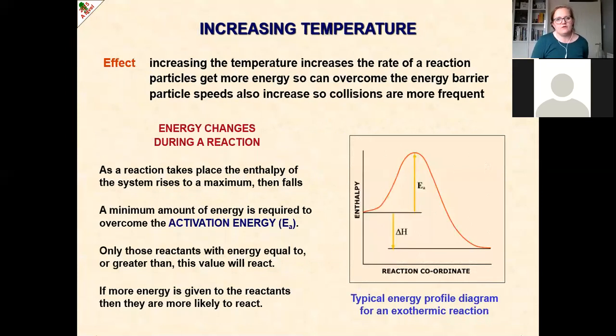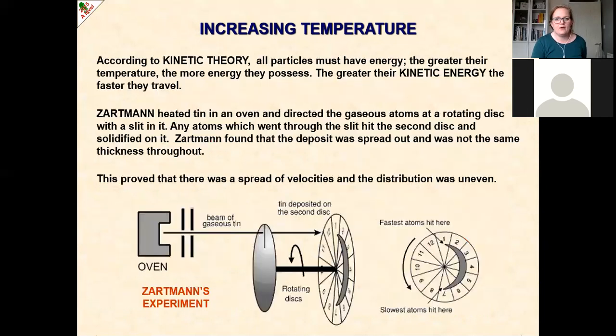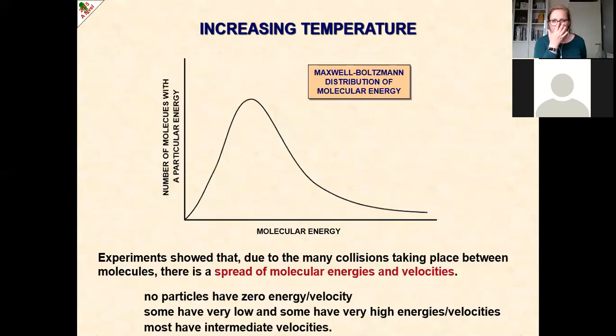The other one that we looked at was increasing temperature, and the idea is if we increase the temperature, it increases the rate of reaction because particles get more energy, so they can overcome that activation energy that we talked about before. And we looked at the Maxwell-Boltzmann distribution of molecular energy, and that's basically where it says not all molecules have the same amount of energy and velocity. Most of them have an intermediate velocity, and some have very low and some have very high.